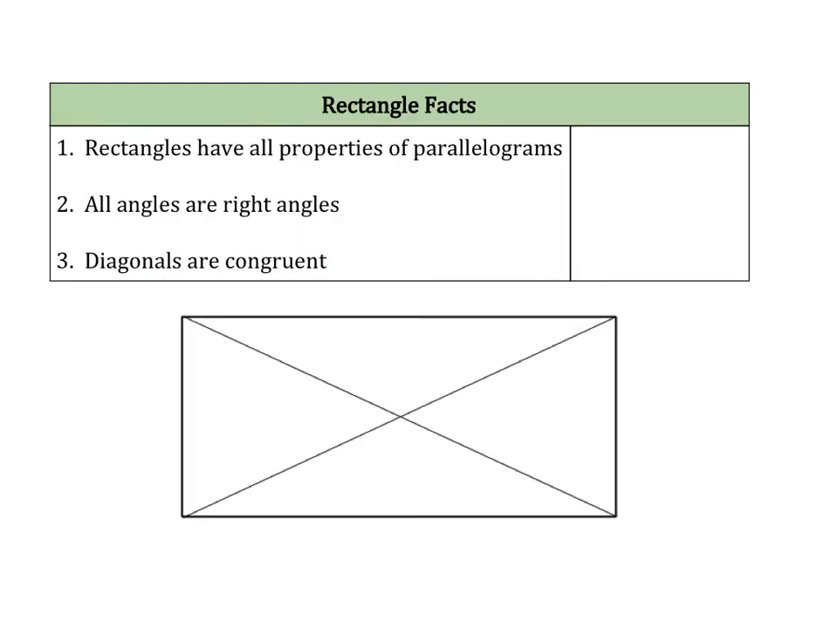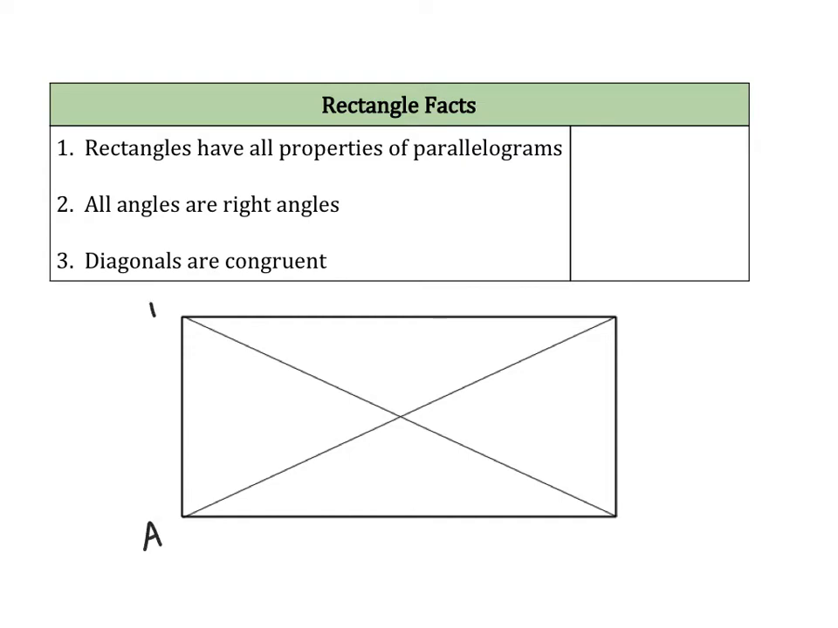Hi everybody, today we are going to talk about our next type of quadrilateral, which is a rectangle. Now hopefully we remember that a rectangle falls under the category of parallelogram. So a rectangle is going to have all of those same properties that we talked about yesterday. Okay, so some important facts about rectangles. Rectangles are actually a type of parallelogram, so they have all of the properties that we talked about for parallelograms.